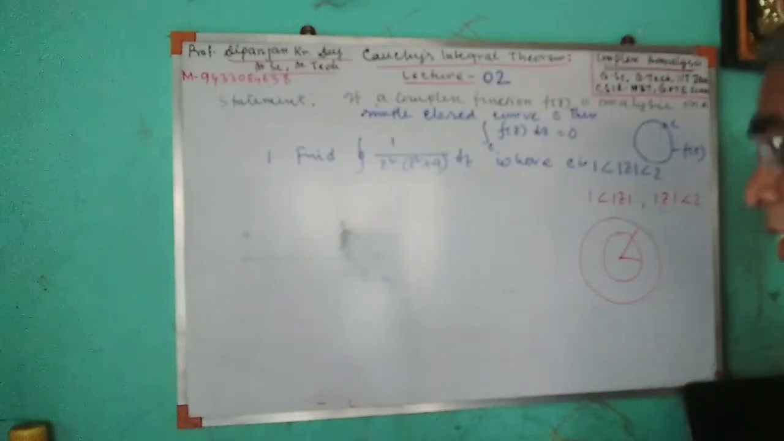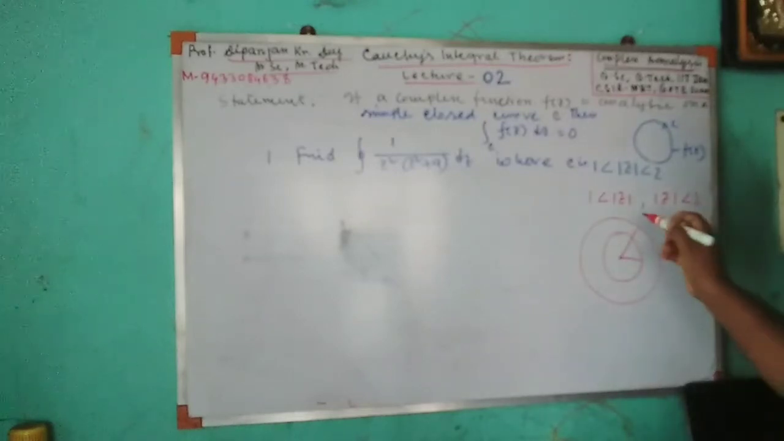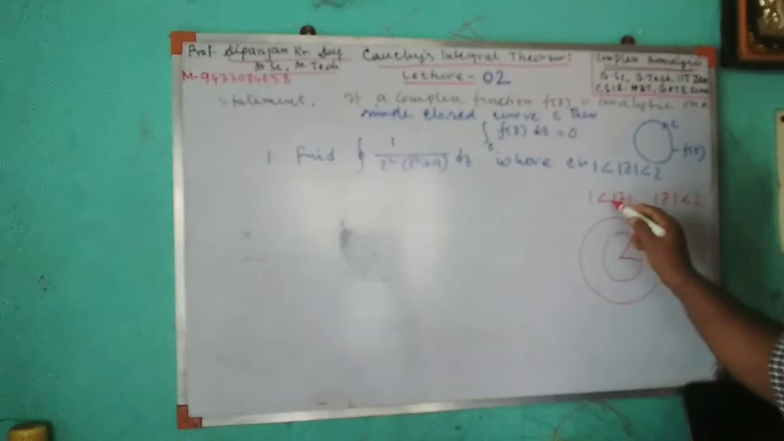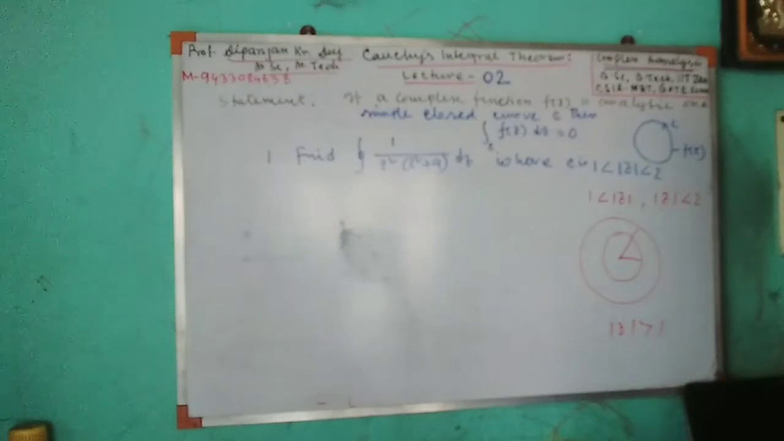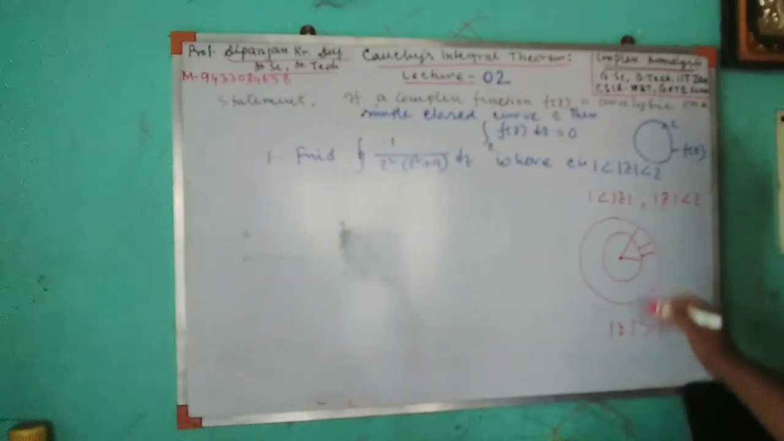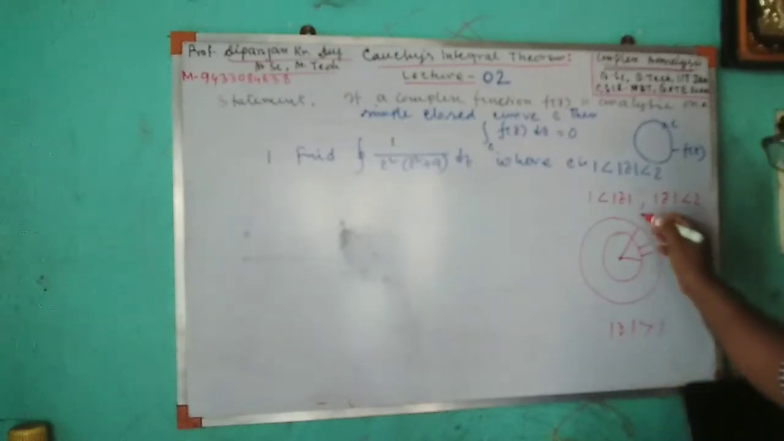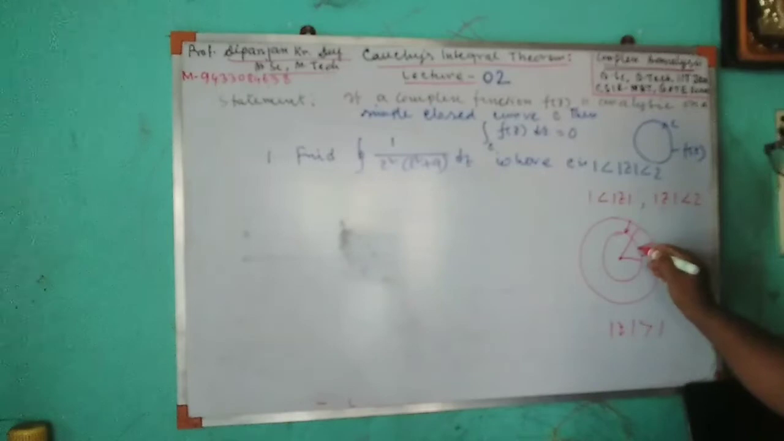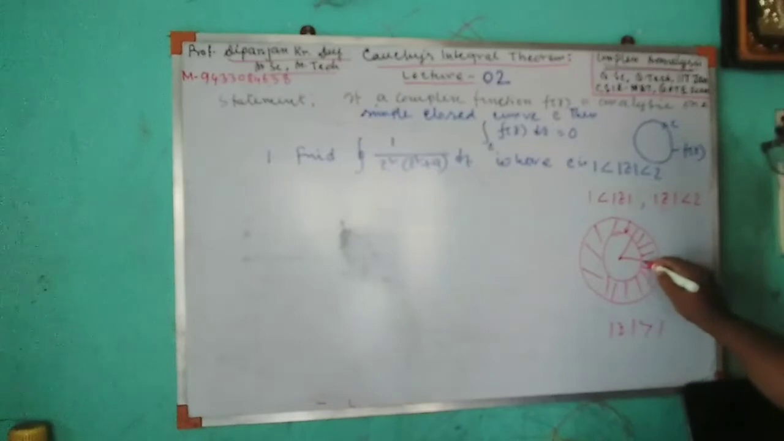So mod z less than 1 is one circle, and 1 less than mod z, that is mod z greater than 1. Both circles have center 0 0. Mod z greater than 1 means the shaded region is outside, and mod z less than 2 means the shaded region is towards this, so this is the common shaded region.